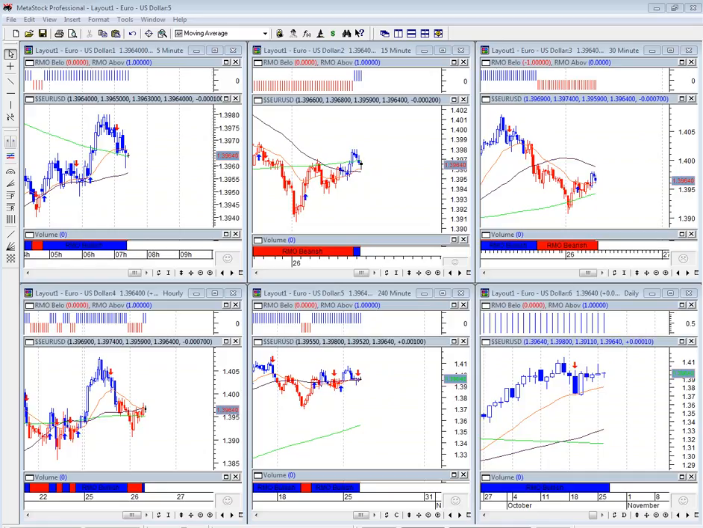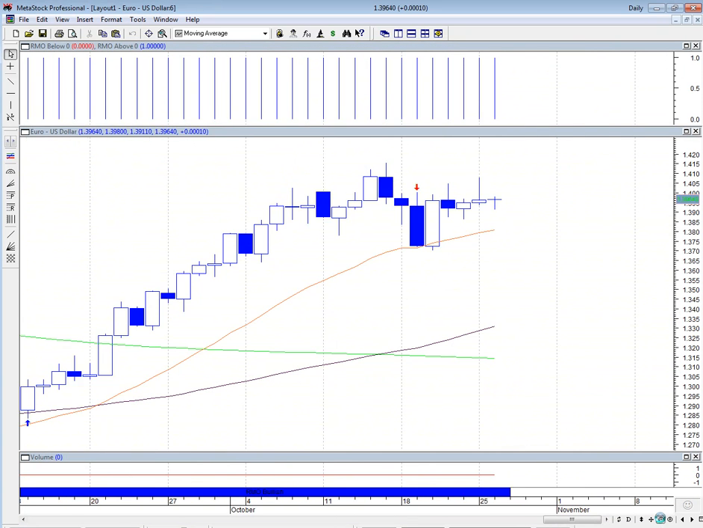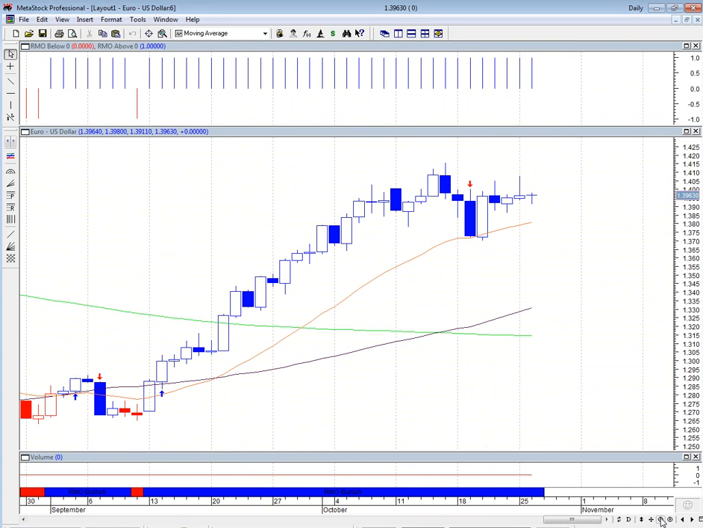I'm just going to go over the four majors this morning, starting with the euro against US dollar pair. Just going to have a look at the daily time frame on our CTC strategy template. Get a feel of what's been happening the last couple of days.